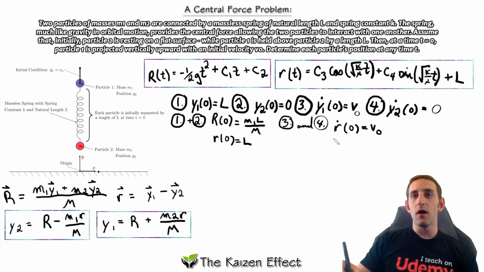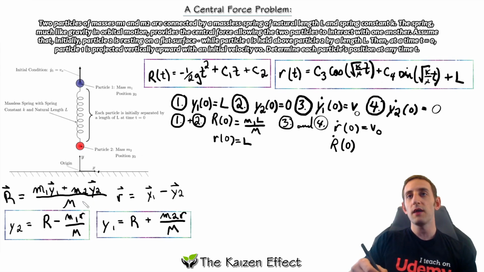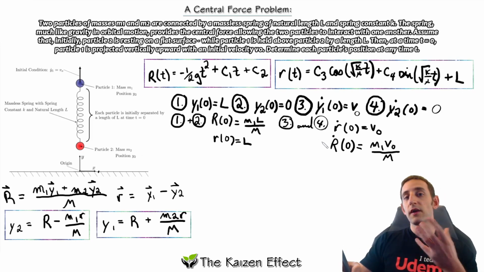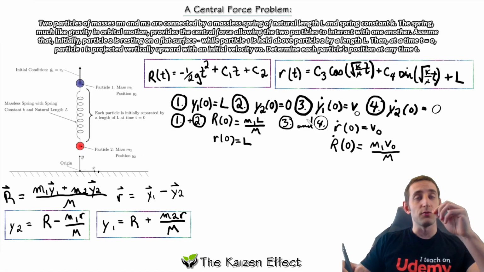So next, all we need is big R dot at 0. So all we do is take these guys. Again, it's just y1 dot and y2 dot, like over here for r dot. We're going to have y1 dot is v naught, y2 dot is 0. So again, this is equal to m1 v naught over big M. And what you could have done, you could have converted this over to the y coordinates. I find it easier to do this first, to figure out these constants and then convert, which we'll do shortly.